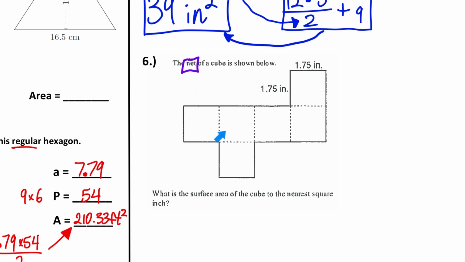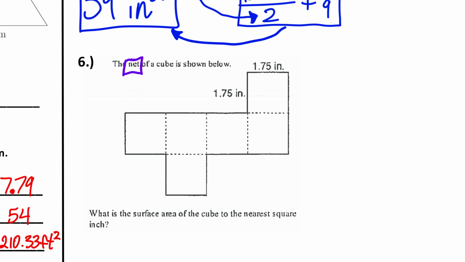So on these, what we're going to do is just find the area of each piece and add them up. Which on a cube, it's easy because it's made up of the same shape for all of them. What shapes make up a cube? Squares. So how are we going to find the area of one of those squares? Multiply length times width. So 1.75 times 1.75. It's 3.06.